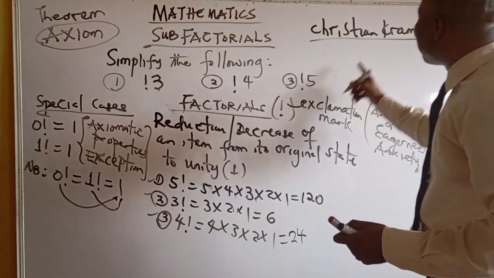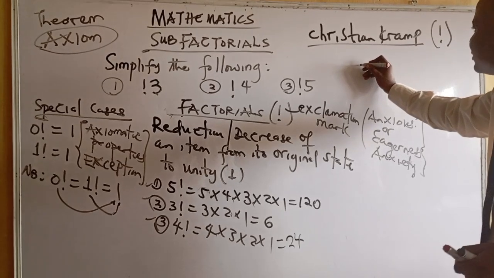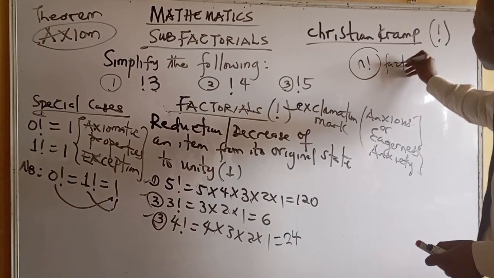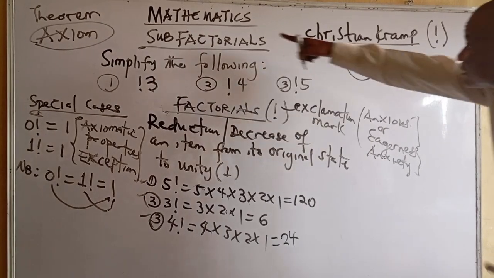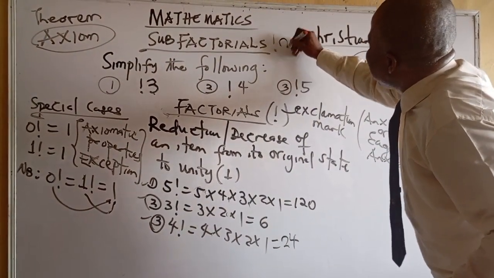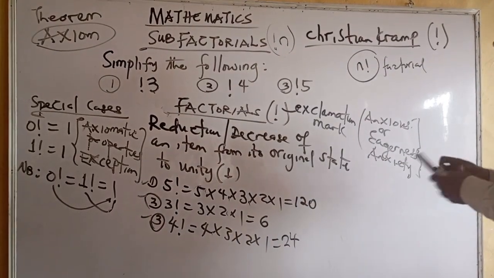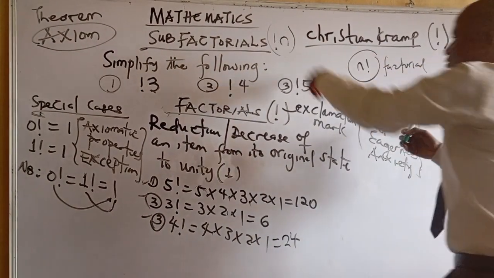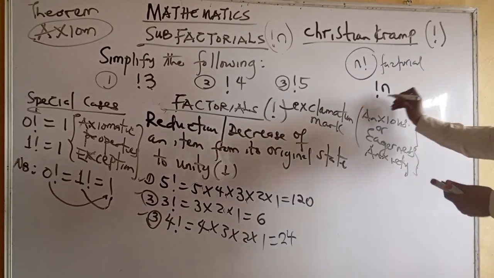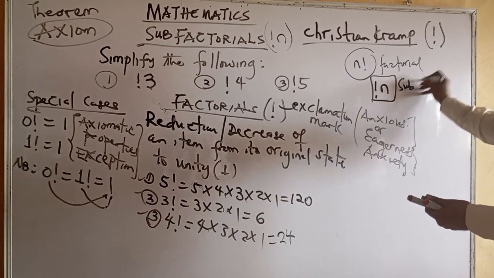Sub-factorial, as I've said, factorial is denoted as n factorial. This is factorial. This sub-factorial will be written as sub-factorial n. The exclamation mark of factorial will come before the variable, which is sub-factorial n. This is what we call sub-factorial.